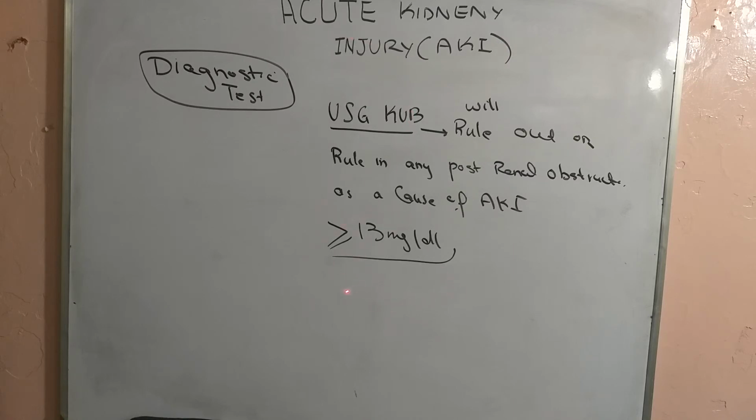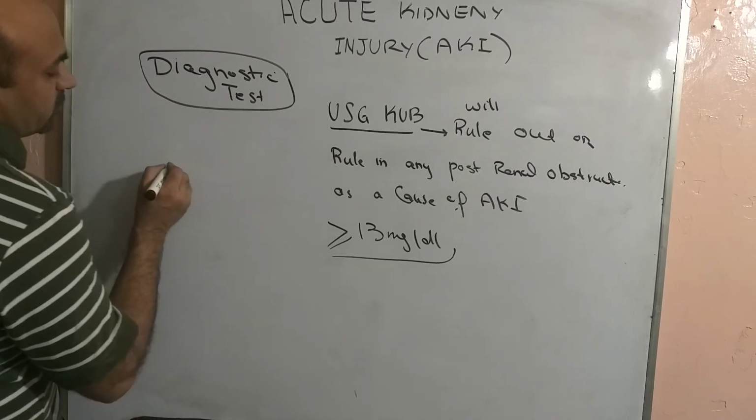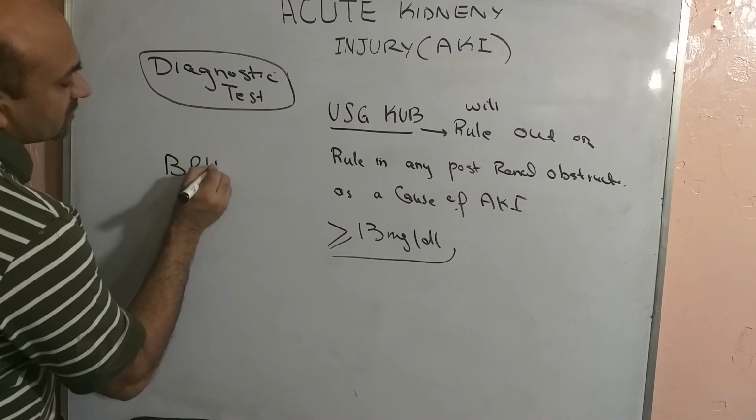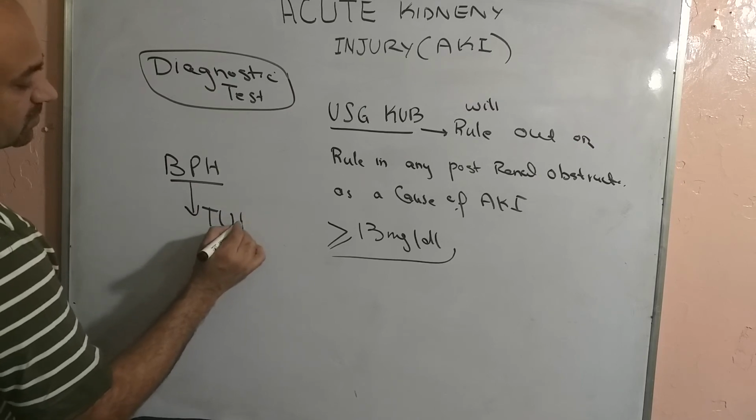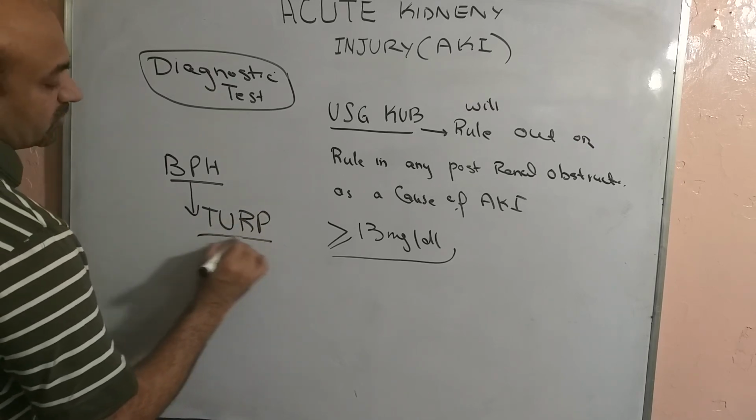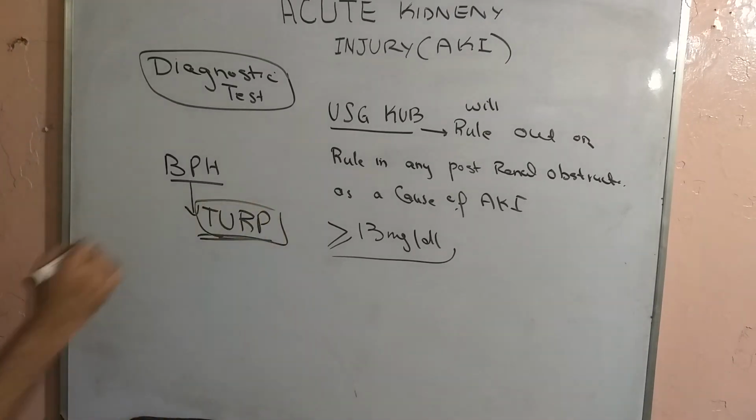Then the ultrasound which was subsequently performed showed BPH, benign prostatic hypertrophy, as a cause of the acute kidney injury, and this patient later on underwent TURP, transurethral resection of the prostate. On the third day of the Foley's insertion, the patient's creatinine dropped down to 1.4 milligram per deciliter even without a single session of dialysis. So a simple test like ultrasound KUB can actually help to diagnose the post-renal cause of the acute kidney injury.